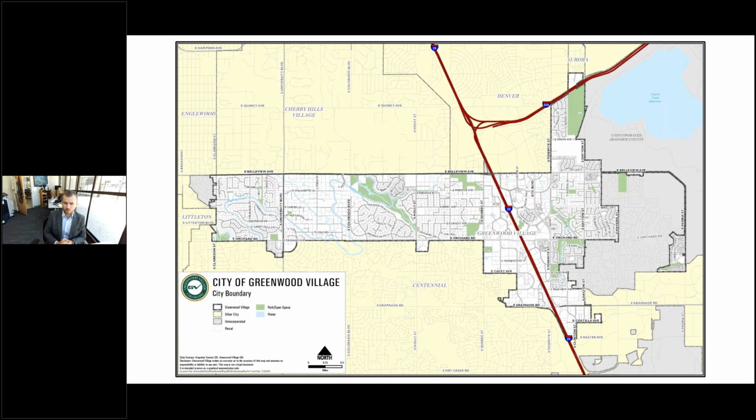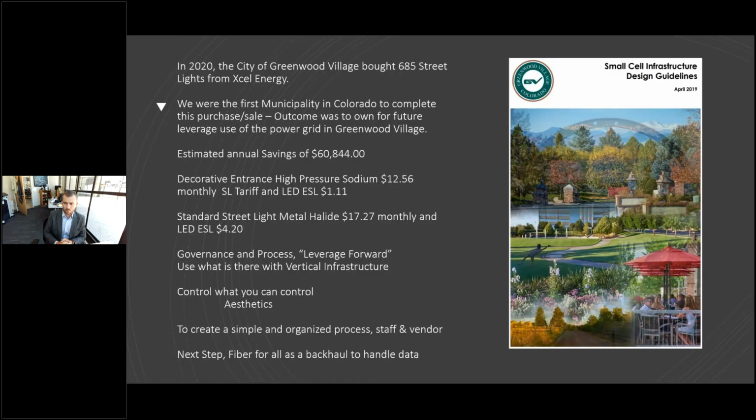And so we'll start with how last year we purchased all of our streetlights from Xcel. It was really important to the city to control our own destiny with new laws that come in and find a way to control the vertical infrastructure as opposed to just putting up more poles. We wanted a way to leverage the power grid in Greenwood Village so we could use it in the future. Now, we were the first municipality in Colorado to complete this purchase and sale.